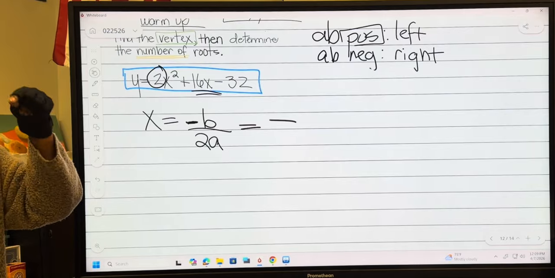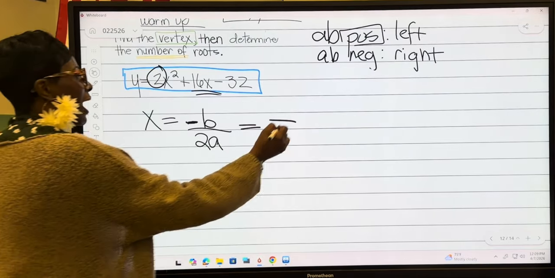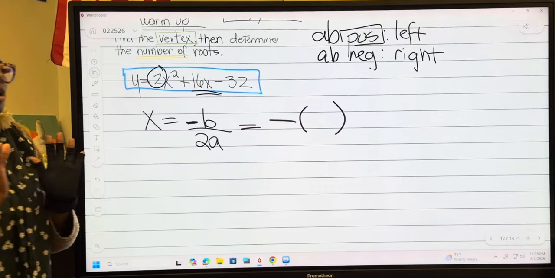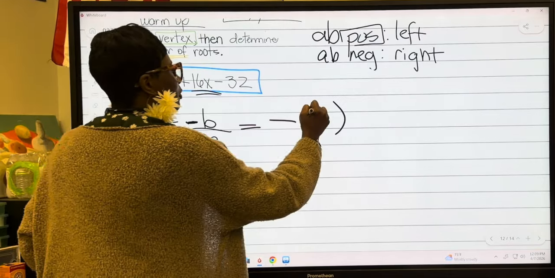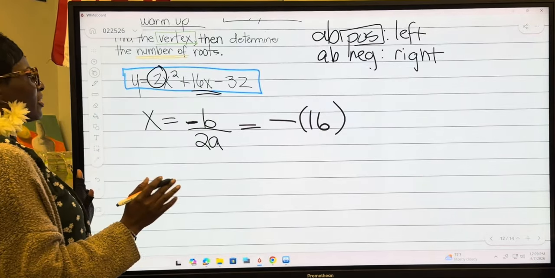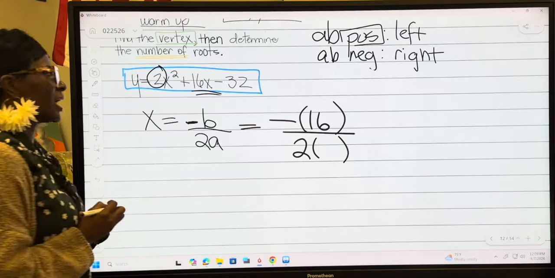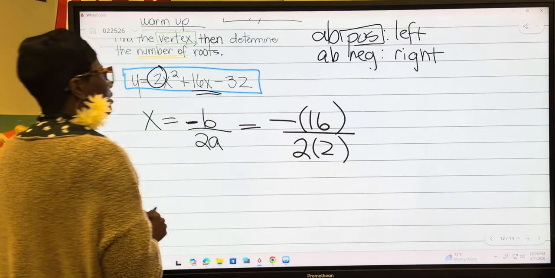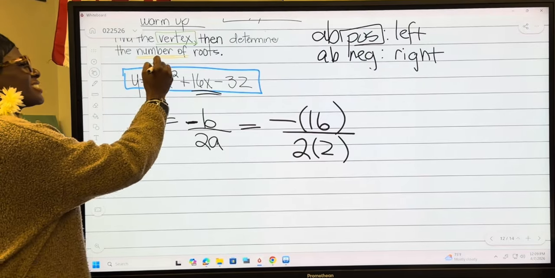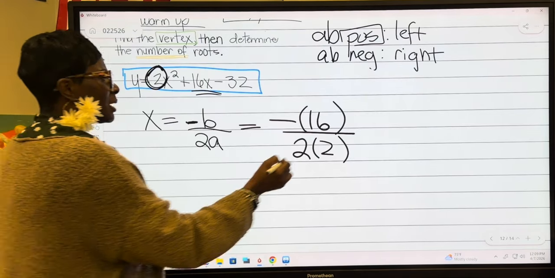And every time you plug a number in, what did I tell you to put that number inside of? Parentheses. So let's put it in parentheses before we do any work. What is my B? Positive 16. So I'm going to throw a 16 right in here. I'm not doing any math. I'm just plugging in, over 2 times, and I'll plug something else in. What am I plugging in there? 2. Do I plug in 2 squared? No, just the 2. The A is just this part. Are y'all following? Yes?